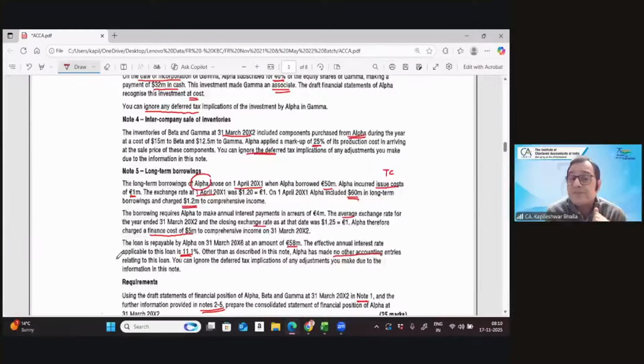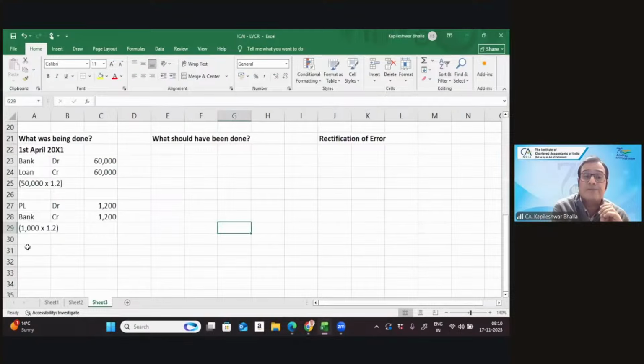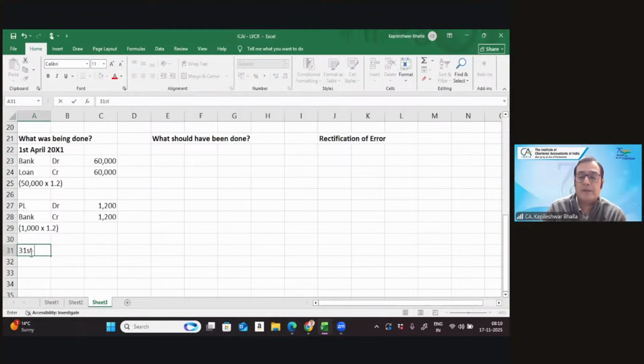Let's see further. Then there is an annual interest payment of 4 million euro, and this was also taken to the comprehensive income by applying the average rate 1.25. So on 31st March X1, what did they do? They did the entry, that is finance charge, or let me put it as P&L. So this was basically the finance charge. So they recorded the finance charge debit.